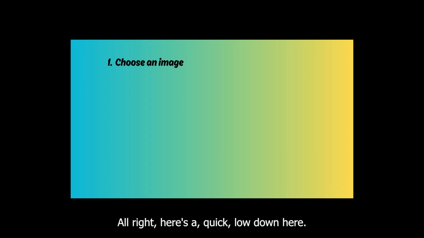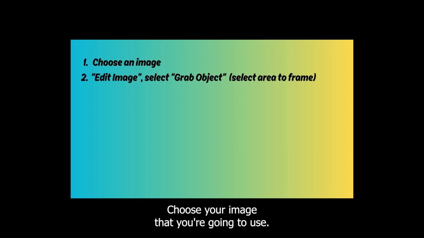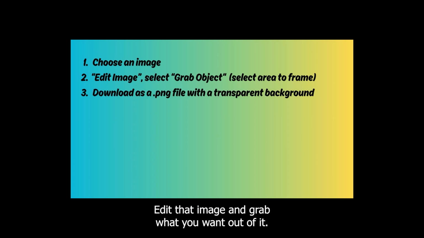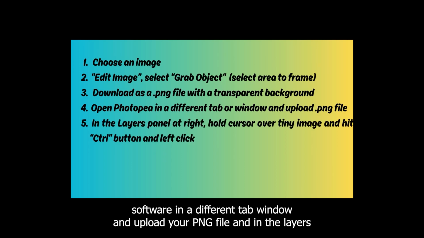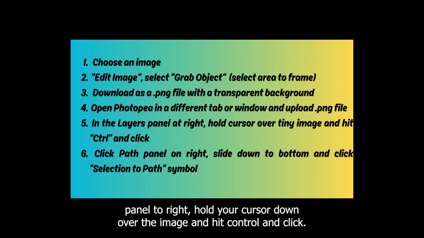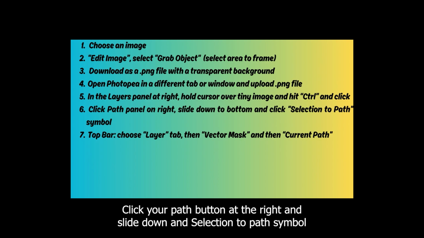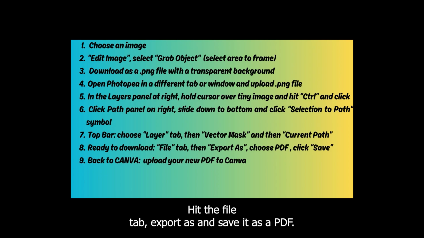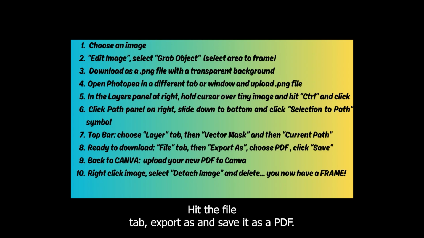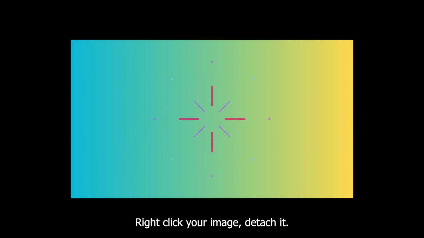Simple and easy. All right, here's the quick lowdown here. Choose your image that you're going to use, edit that image and grab what you want out of it. Download it as a PNG file with a transparent background. Open your Photopea software in a different tab window and upload your PNG file. And in the layers panel to the right, hold your cursor over the tiny image and hit Control and click. Click your path button at the right and slide down to the selection to path symbol. At the top bar, choose layer, vector mask, and current path. Now you're ready to download. Hit the File tab, Export As, and save it as a PDF. Back in Canva, upload your new PDF to Canva. Right-click your image, detach it, voila, you've got a frame. Simple as that.